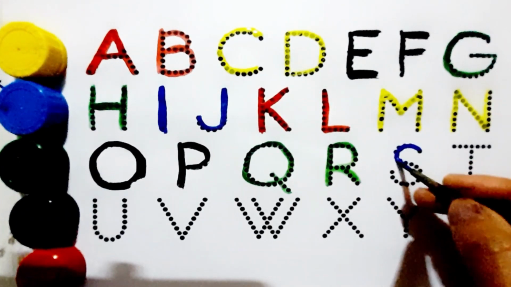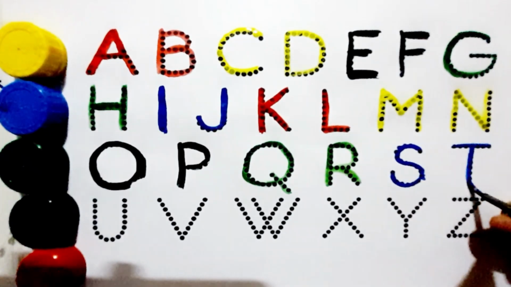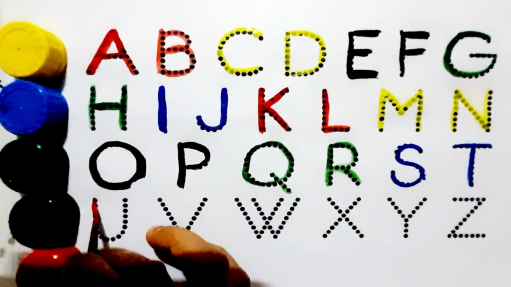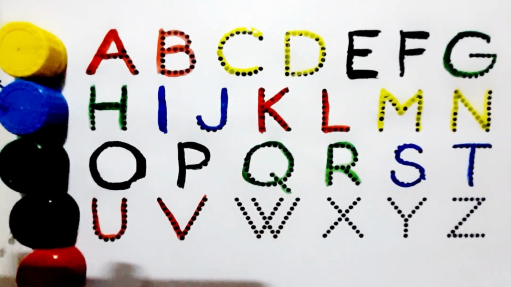This is letter S. S for sunflower. T for table. Blue color. U for umbrella. V for van.